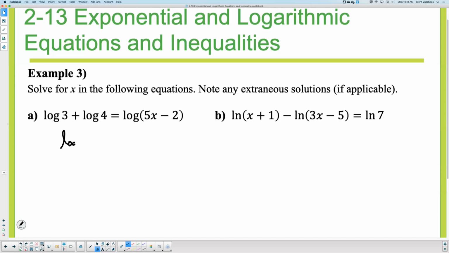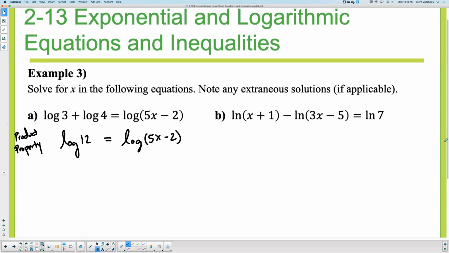This becomes log of 12. Now, how do we get that? That was called the what property? Product property. Now, again, if you forgot your properties, go back to the front of your packet, on the second slide, I gave you all those properties. So log 12 is going to equal log 5x minus 2. So what we did here is the product property. Two logs adding is the same thing as one logarithm with the values multiplying.